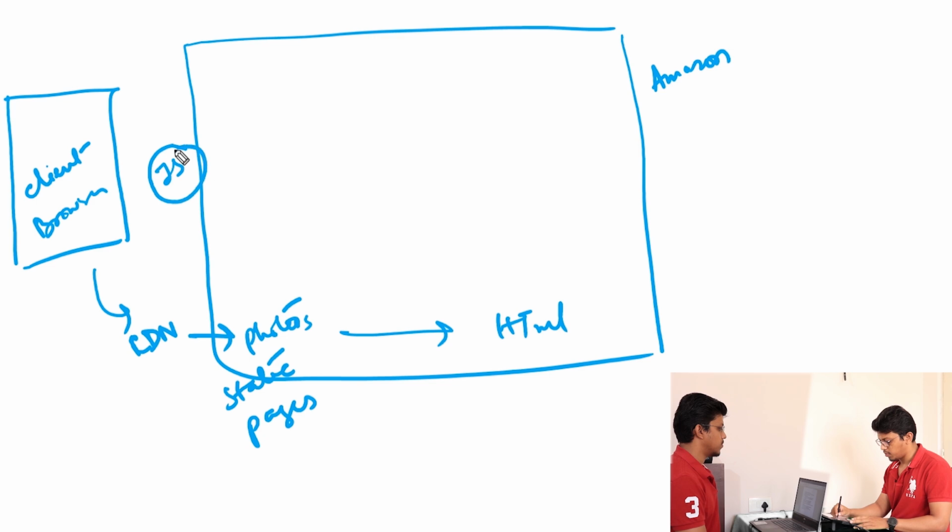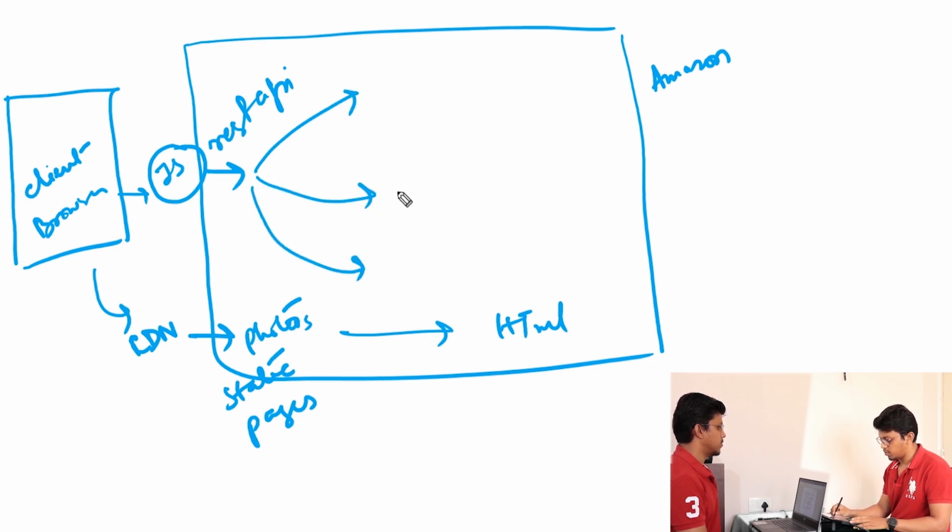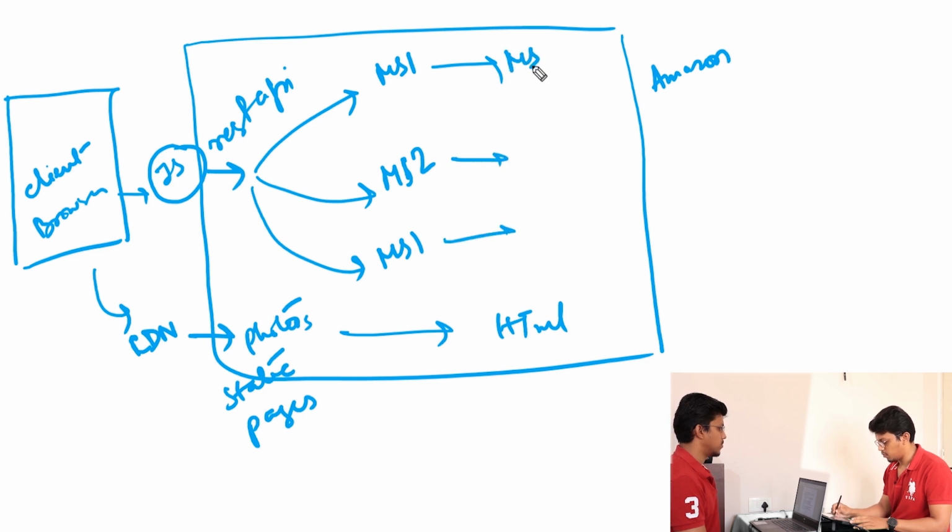So this JavaScript will communicate using REST API to multiple applications. From here it will fan out and go to microservice 1, microservice 2, and from here onwards it can communicate as usual with microservice 4, microservice 5. They can be internally correlated, and then we have our databases.